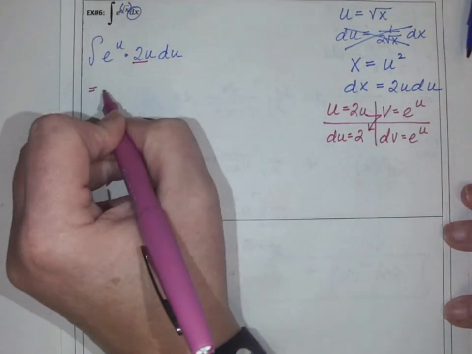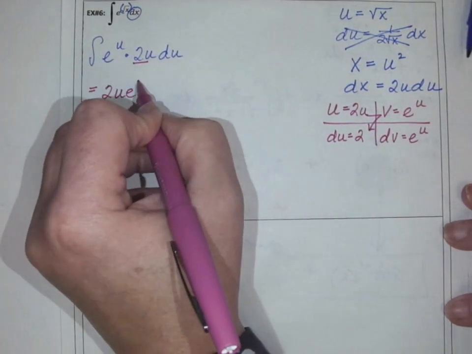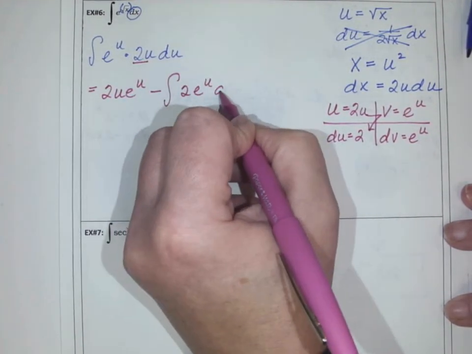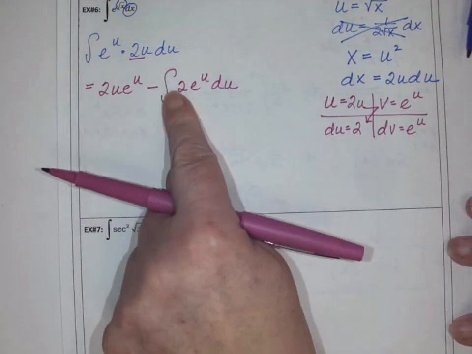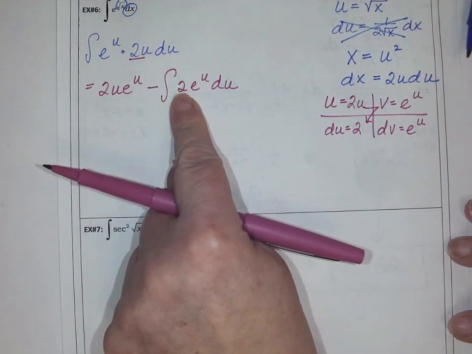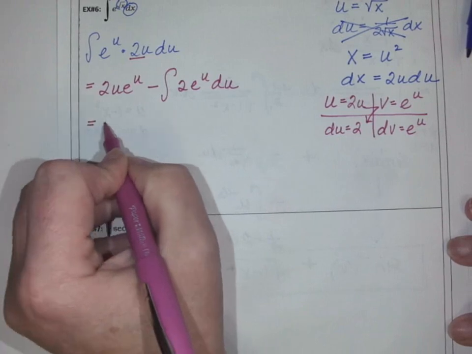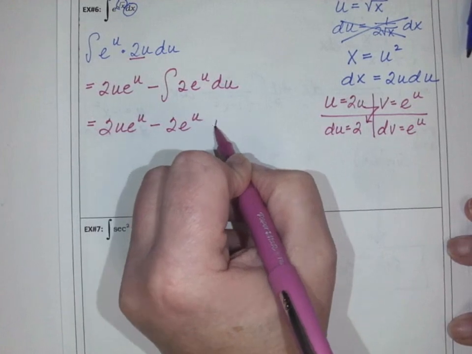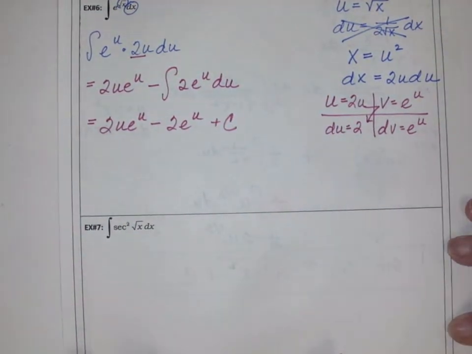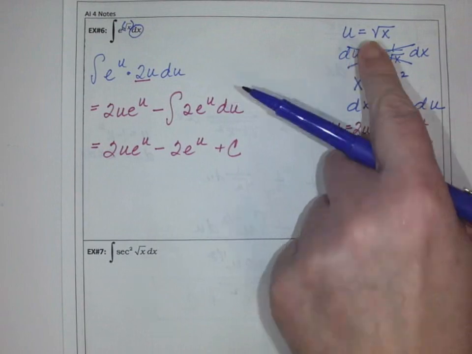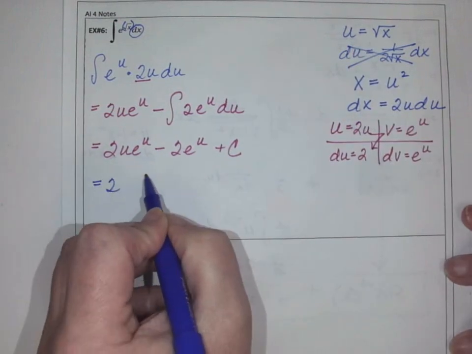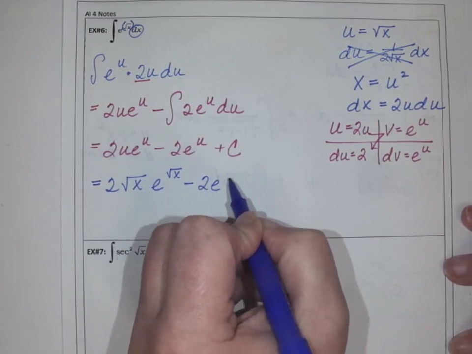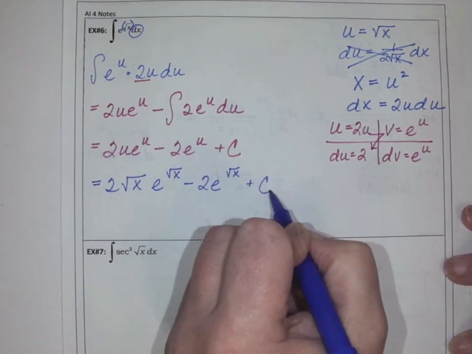So that turns this integral into 2u e to the u minus the integral of 2 e to the u du. So remember, with by parts, we're hoping we end up with an easier integral to integrate, which we did. So we can now have 2u e to the u minus 2e to the u plus c. And my last and final step is to plug back in my u expression. So it ends up being 2 square root of x e to the square root of x minus 2e to the square root of x plus c.